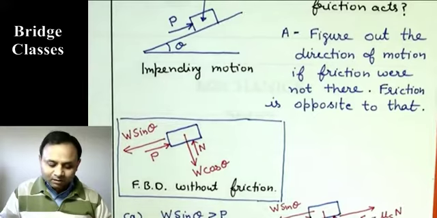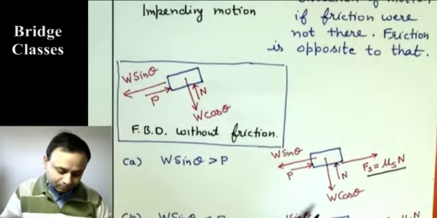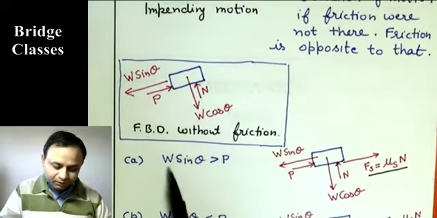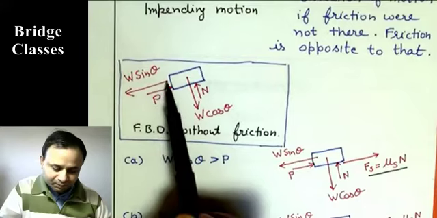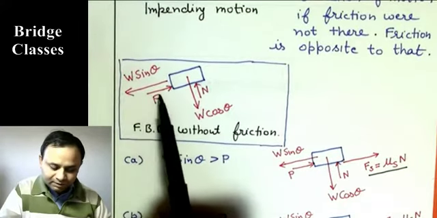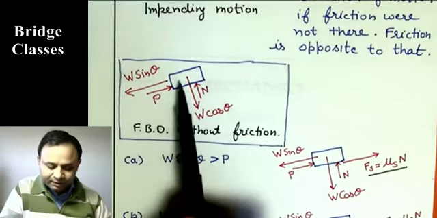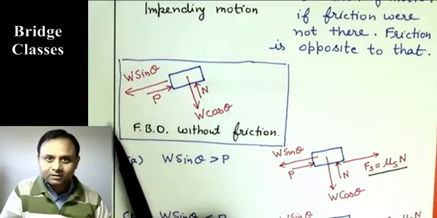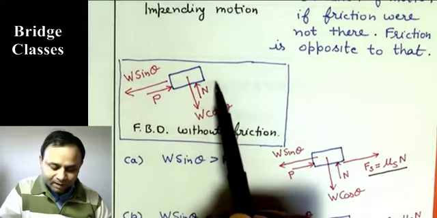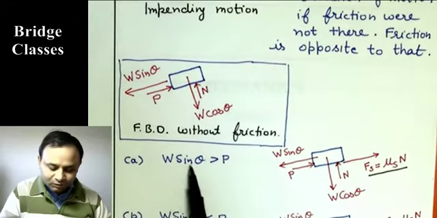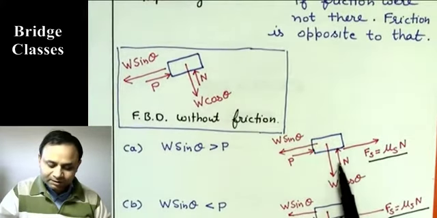There are two possibilities now. One is if W sin theta is greater than P. So if W sin theta, this downward force, is greater than P, in which direction is the body going to move? It is going to move downwards. So the friction will act opposite to that. It is going to act in the upward direction. So if W sin theta is greater than P, then the situation is like this.